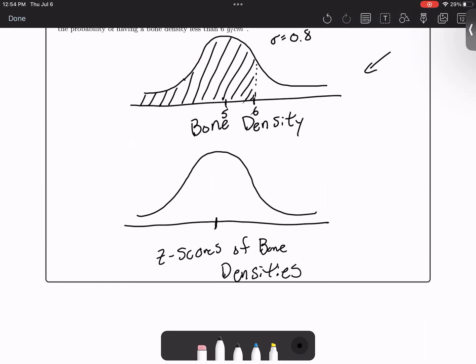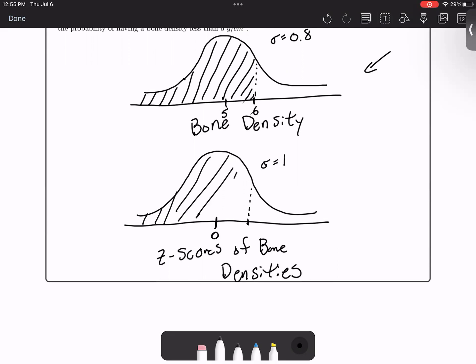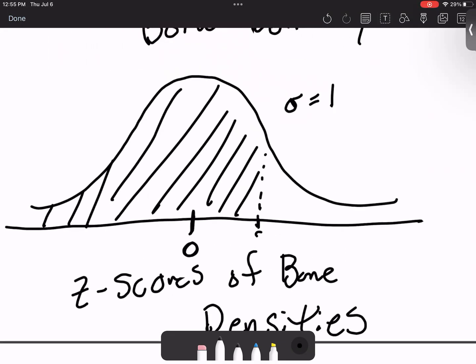And the reason I want to look at z-scores is because it makes it a standard normal distribution. So my average is 0 and my standard deviation is 1. Right, this is the way that we can use that chart. You take any normal distribution and turn it into a standard normal distribution. And we ask ourselves the exact same question. What is this area? In fact, we need to figure out what the z-score of 6 is.